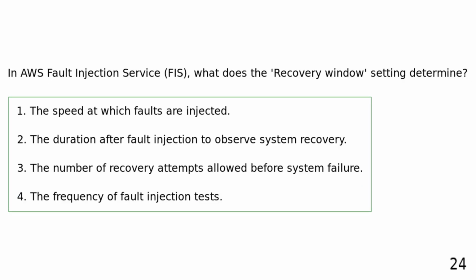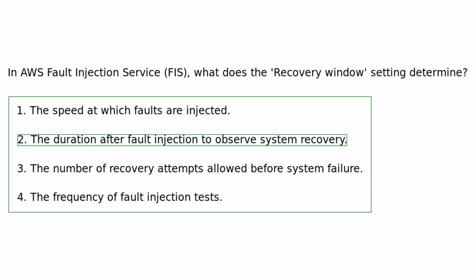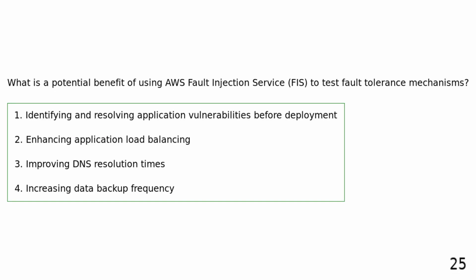In AWS Fault Injection Service, what does the recovery window setting determine? The speed at which faults are injected. The duration after fault injection to observe system recovery. The number of recovery attempts allowed before system failure. The frequency of fault injection tests. The recovery window in AWS Fault Injection Service determines the duration after fault injection during which system recovery and behavior are observed.